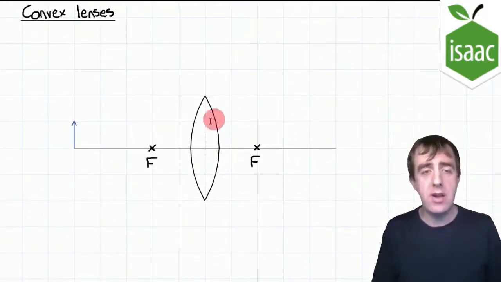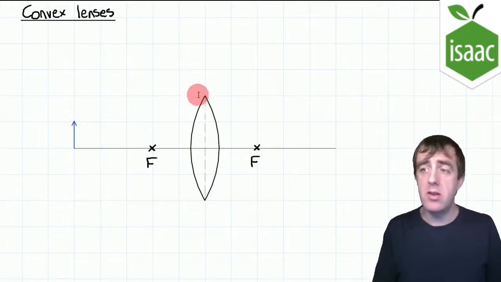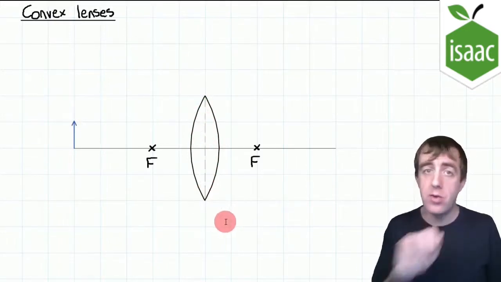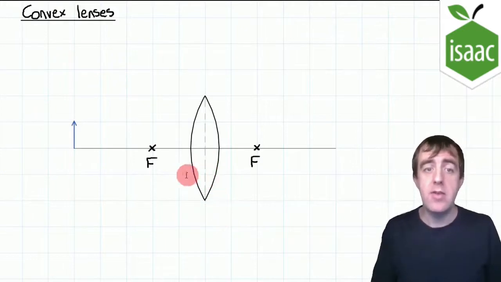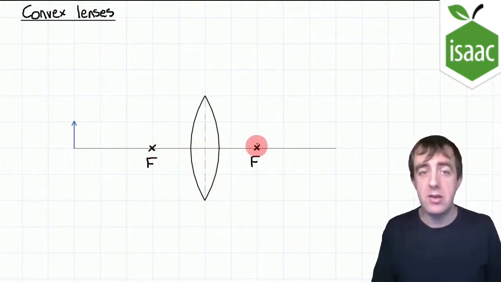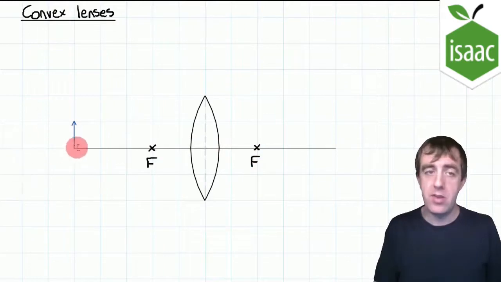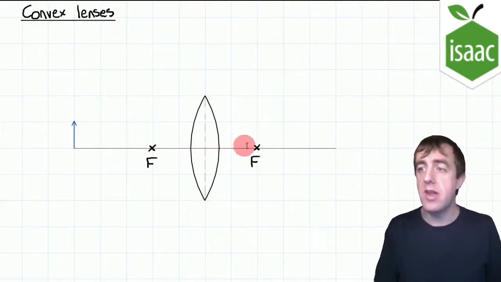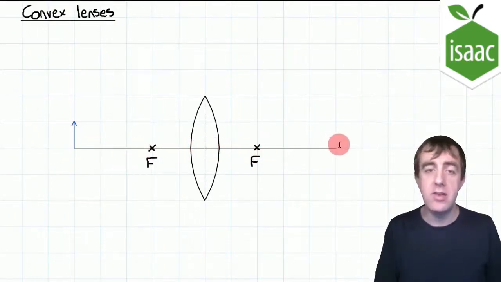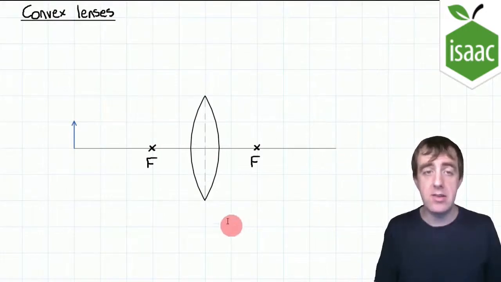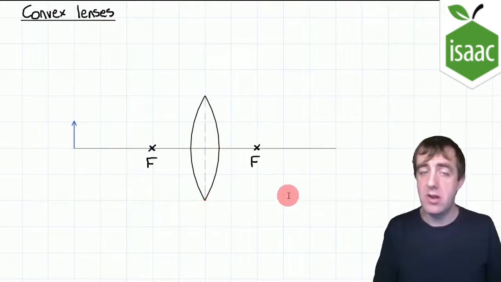A convex lens is one which is thicker in the middle and thinner at the edges. All lenses have focal lengths, and I've indicated the focal point, which is one focal length away from the center of the lens, with these two x's, and labeled them F. This line going through the center of the lens, horizontally in this case, is the principal axis. And this is the axis of symmetry for the lens going vertically.